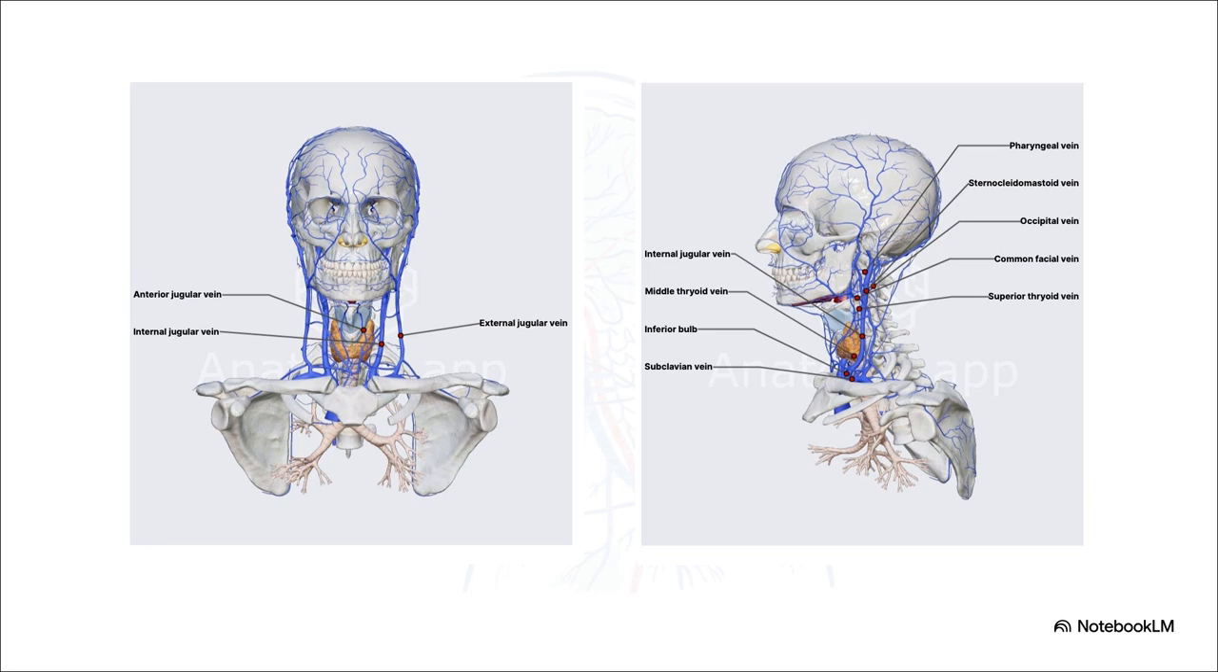But if you look deeper, you run into the massive internal jugular vein. This one is positioned way deeper, inside the carotid sheath, right alongside the carotid artery and the vagus nerve. The internal jugular is the absolute largest vein in the neck, and it's doing the heavy lifting, draining almost all the blood from the intracranial cavity, the brain, and those deep facial structures.